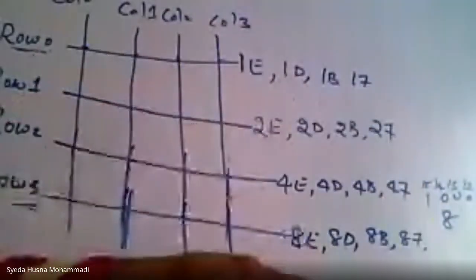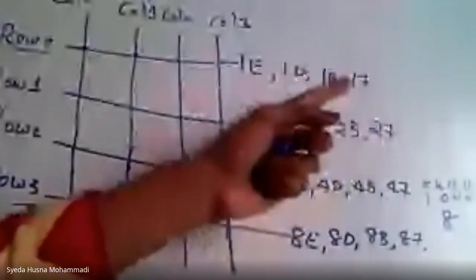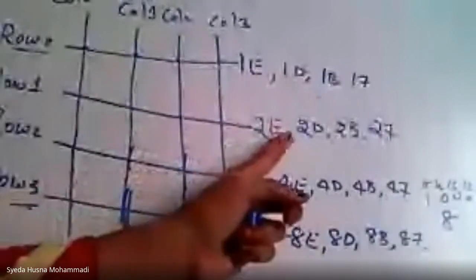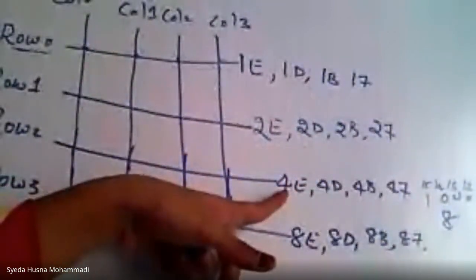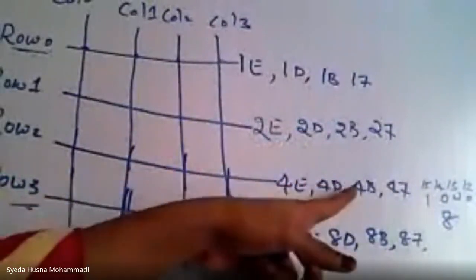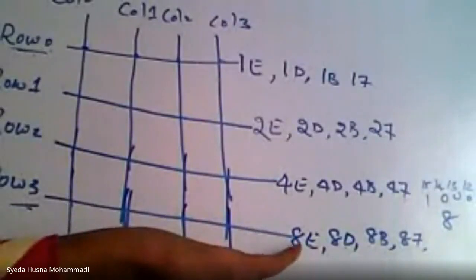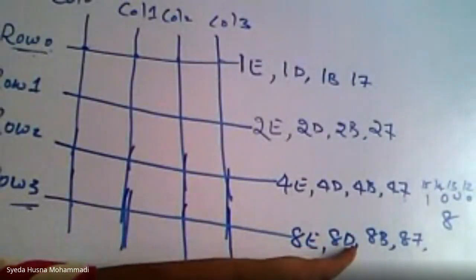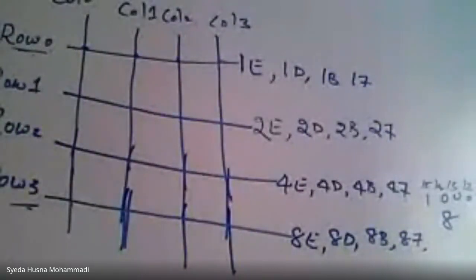In row 1, whether it is column 0, column 1, column 2, column 3. In row 2, whether it is column 0, column 1, column 2, column 3. In row 3, whether it is column 0, column 1, column 2 and column 3. So these are the values.